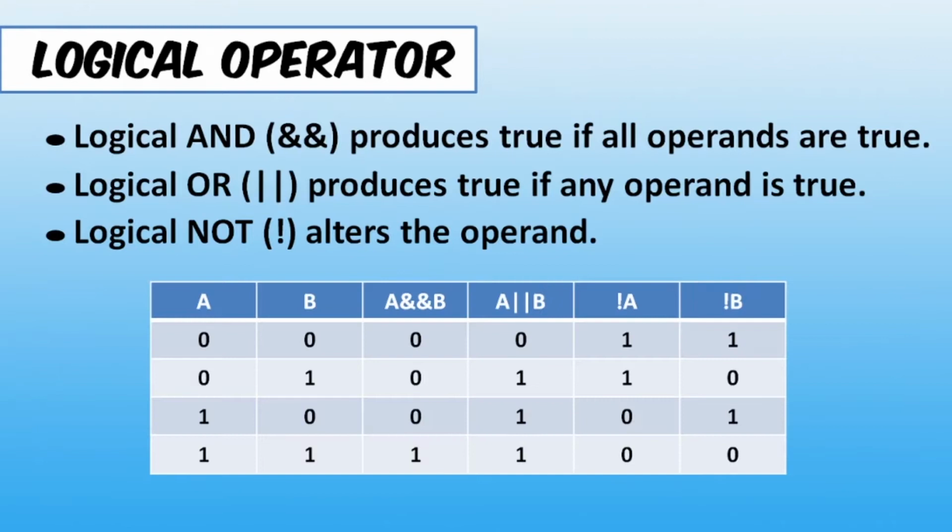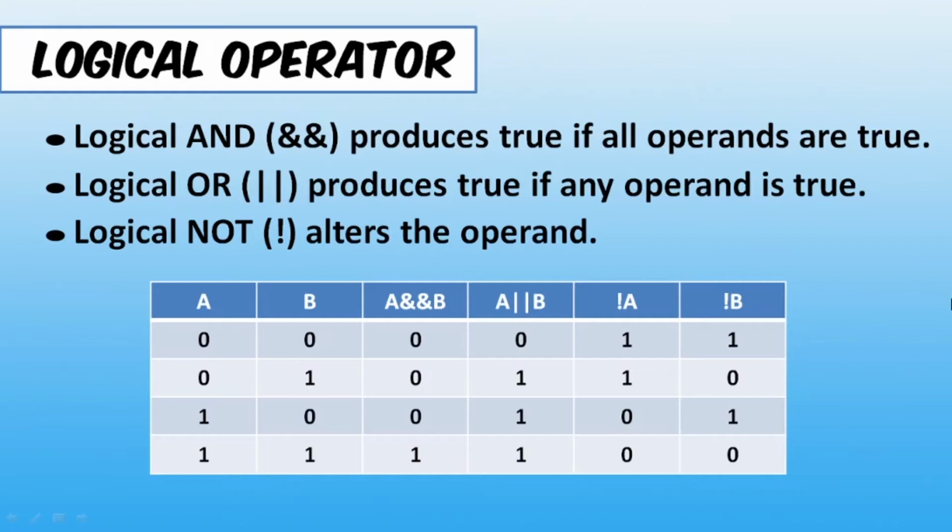So here's the summarized table of all these operators and their operation. Here 1 stands for true and 0 stands for false. When you observe the first, second and third column, there's only one true value in the third column, that is when both the values of A and B were true. So logical AND produces true if all the operands are true. Similarly, if you observe the first, second and fourth column, you can see three true values in the fourth column and only one false value, that is in the first row. So logical OR produces true if any of the operands is true. That means at least one operand must be true. If none of the operands is true, then it will produce a false value.